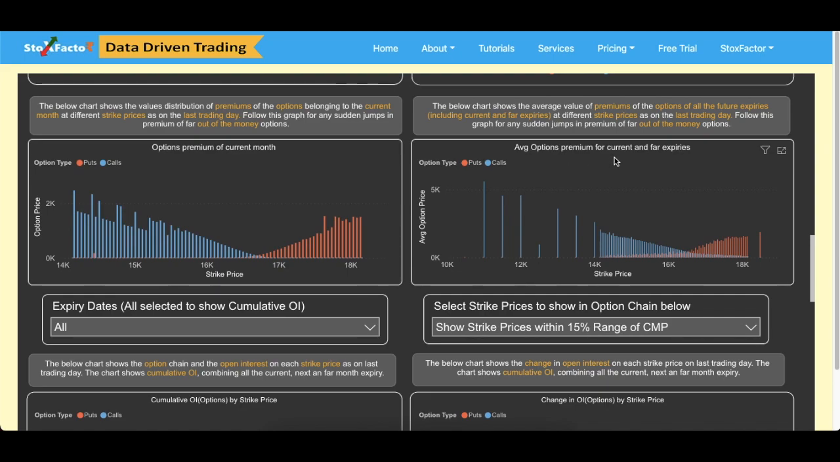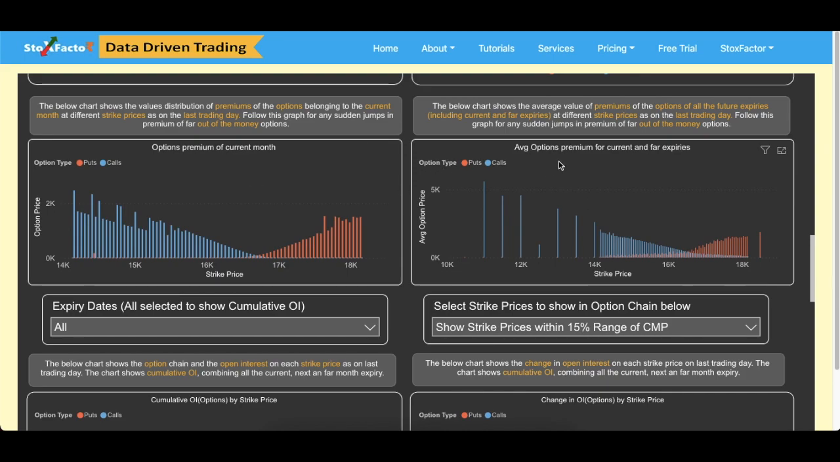So what do we mean by that? As you can see, the below chart shows the distribution of premiums of the options belonging to the current month at different strike prices as on the last trading day. So this particular graph gives you the option premiums of all the strike prices of puts and calls for Nifty for the current expiry, for the current month we are talking.